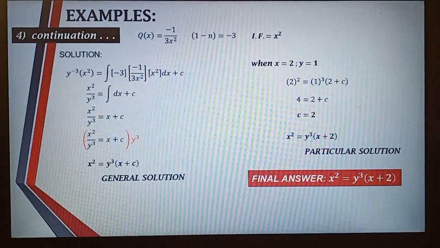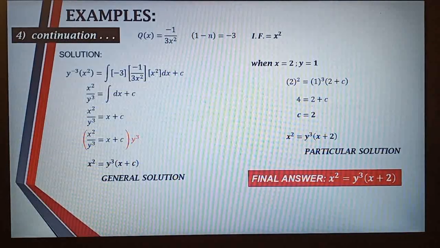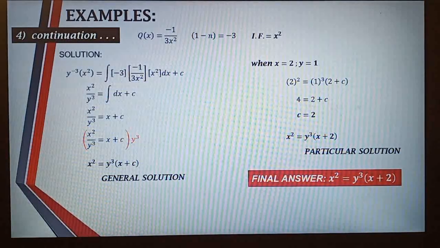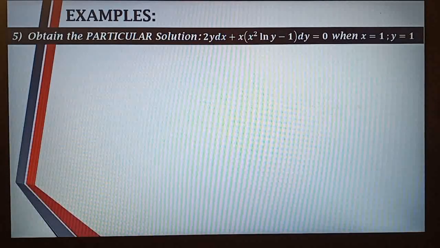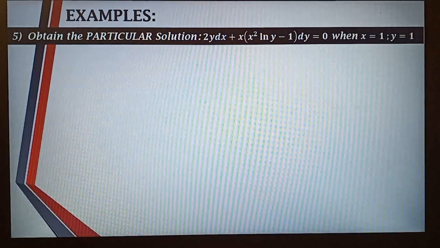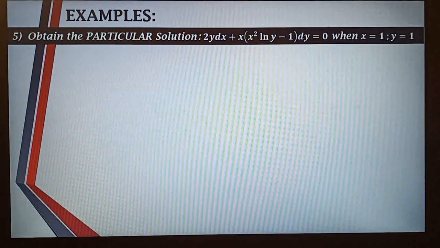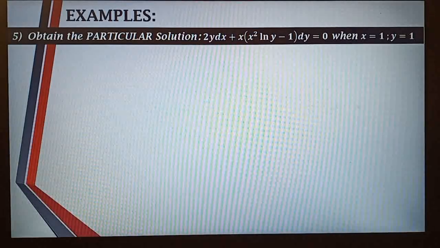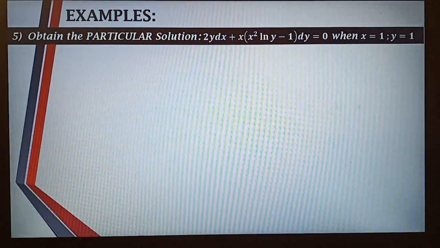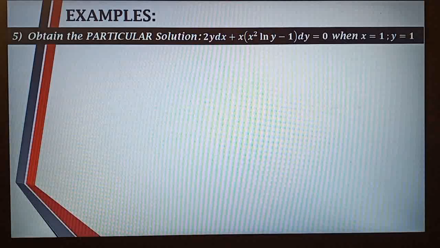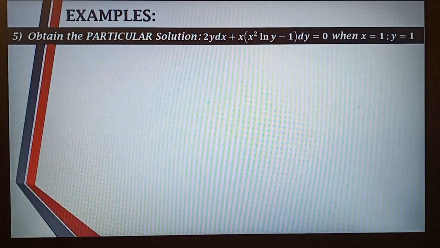The final example of this session, we have example number 5. We need to obtain the particular solution of 2y dx plus x multiplied to x squared ln of y minus 1 multiplied to dy equated to 0 when the value of x is 1 and the value of y is 1.